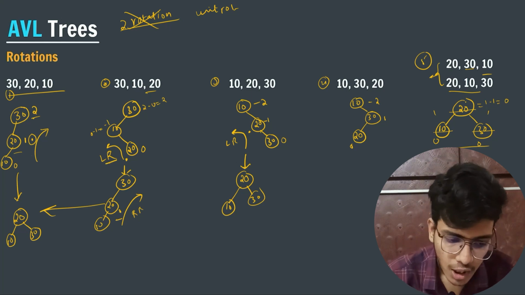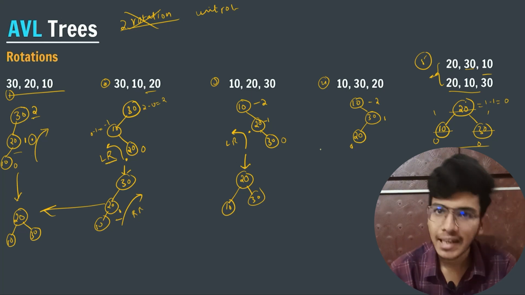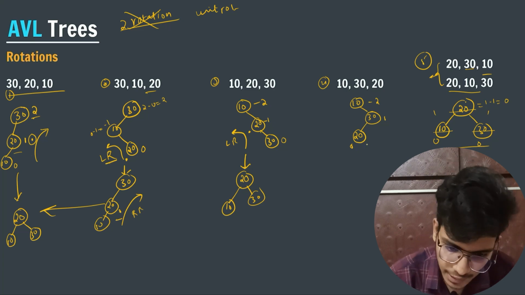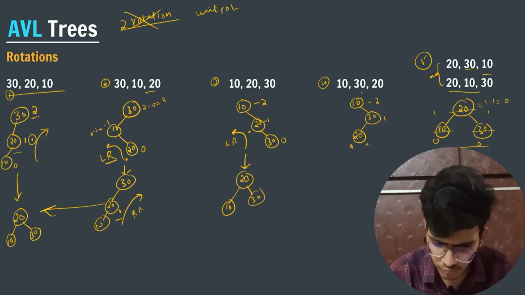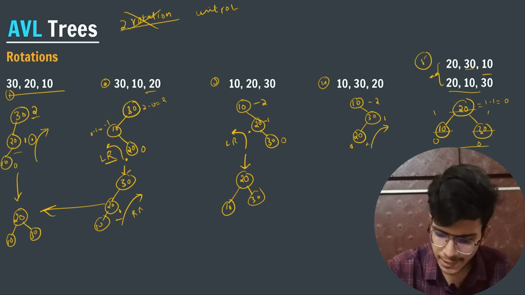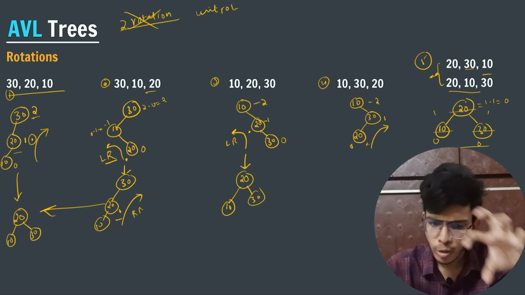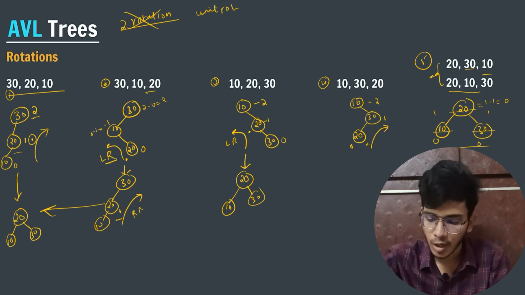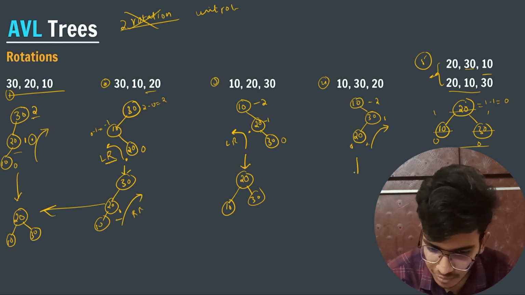And this structure becomes a balanced structure. Now for this third diagram, I will take this 20 as the root node, and I will perform the right rotation. When I perform the right rotation, 20 will go up and 30 will come down, and this structure will become similar to this.